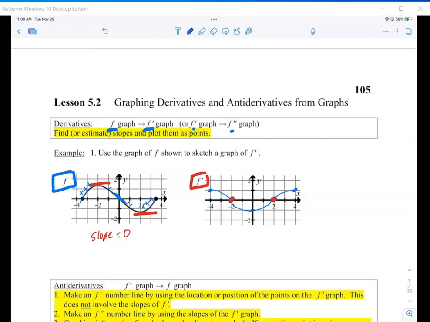Now, is it definitely curved that way and everything? Maybe not exactly, but it gives you an idea of what it may look like, all right?